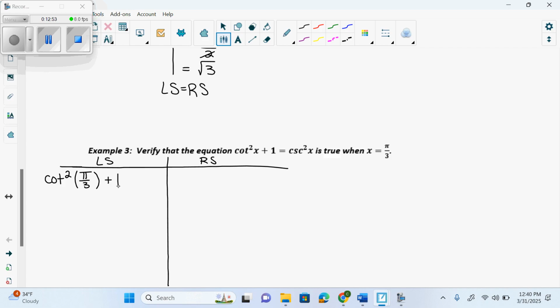And then this one is cosecant squared pi over 3. So we need to find cosecant of pi over 3 and put it in. So we technically have two trig ratios we have to find off to the side. Step 1 is to plug in. Step 2 is to find out those trig ratios. So we need cotan of pi over 3, and we need cosecant of pi over 3.